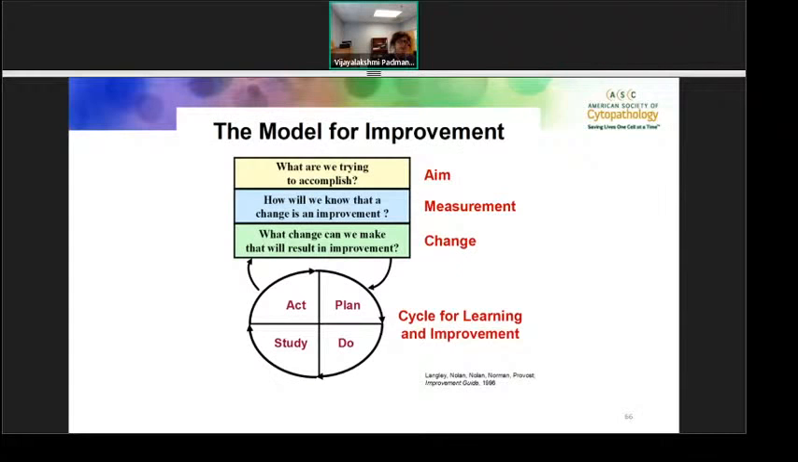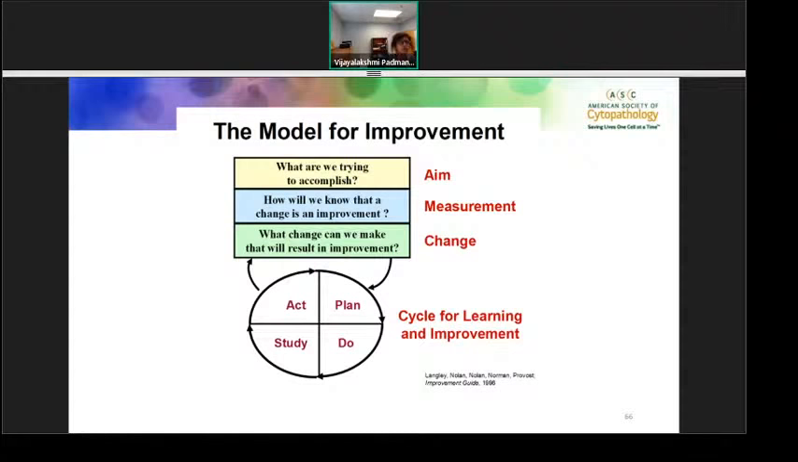So this is the rapid cycle. This was initially a PDSA, PDCA. Initially, this came through Shewhart, who then later through Deming. So you may hear of this as the Deming cycle, Shewhart cycle, or the model for improvement. Langley, Nolan and Nolan actually formalized this.